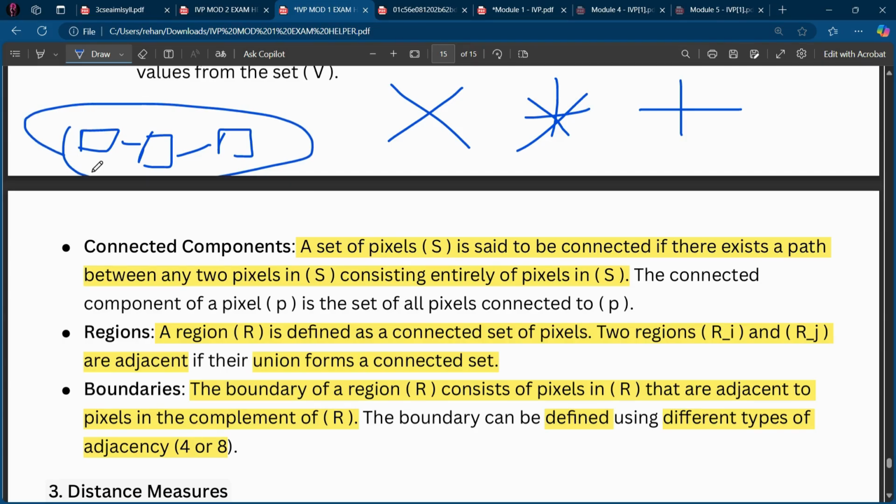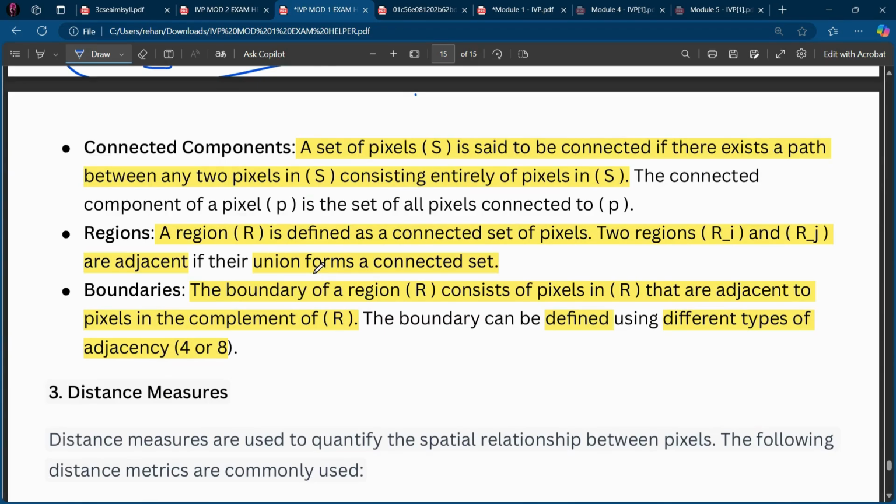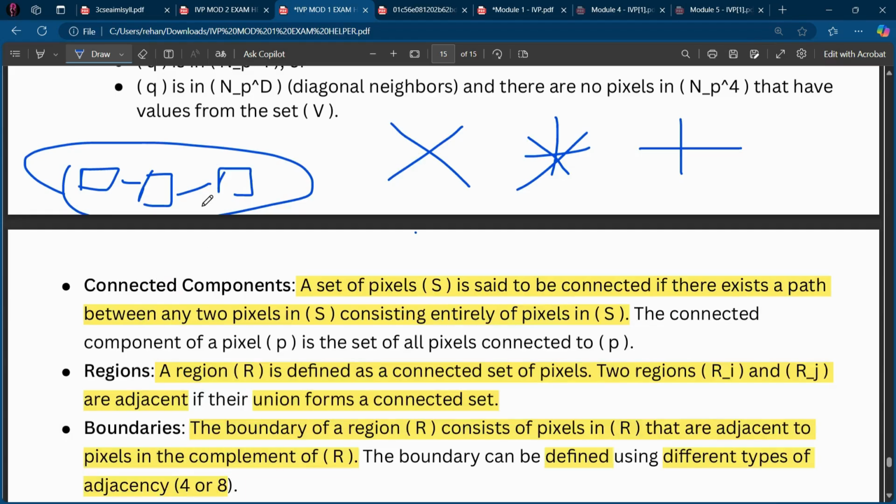Suppose this is one set. In that, pixels are there, and the path of pixels should be connected. That's it. A region is nothing but a region R defined as a connected set of pixels. Two regions R_i and R_j are adjacent if the union forms a connected set. If you union R_i and R_j, it should form a connected set. Either it should be like this or it is connected like this.